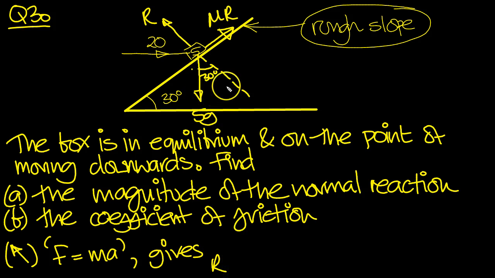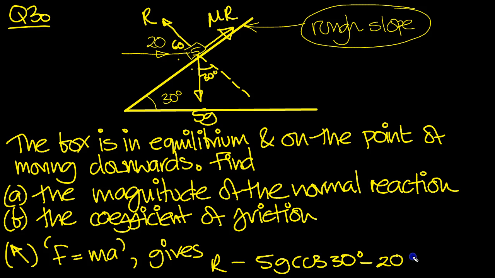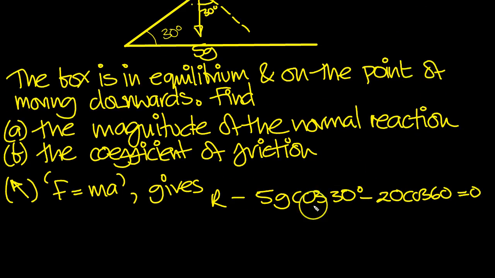minus this force here, 5g cos 30, and there's no other forces. Oh, there's this here, so it's minus 5g and then minus 20. This was horizontal, wasn't it? Okay, so this is 30, so this will be 60, so it's minus 20 cosine 60 equals 0. So there's our forces then, and the resultant force is 0 because there's no acceleration in the system in equilibrium. So that tells us what R is.